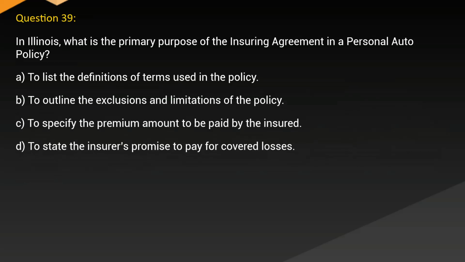Question 39. In Illinois, what is the primary purpose of the insuring agreement in a personal auto policy? A. To list the definitions of terms used in the policy. B. To outline the exclusions and limitations of the policy. C. To specify the premium amount to be paid by the insured. D. To state the insurer's promise to pay for covered losses.